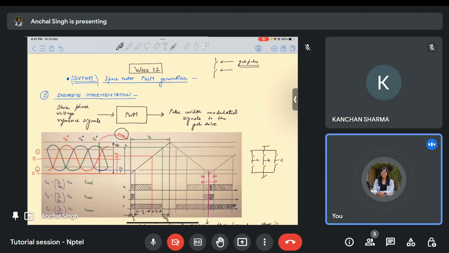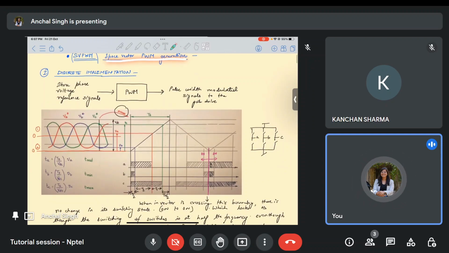Now there are a lot of methods available in literature in order to generate these gate pulses. Pulse width modulation is one such method, and space vector modulation and sinusoidal pulse width modulation are subcategories of the pulse width modulation method of giving a gate pulse to the switches of a power electronic converter. Here, sir has picked space vector modulation just for demo purposes, but you can apply the same concepts to other methods that are available. Okay, so we'll briefly look at space vector PWM generation.